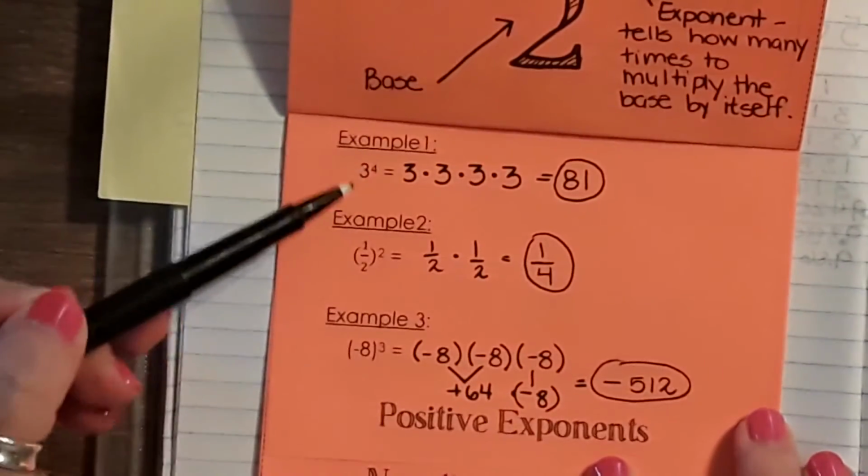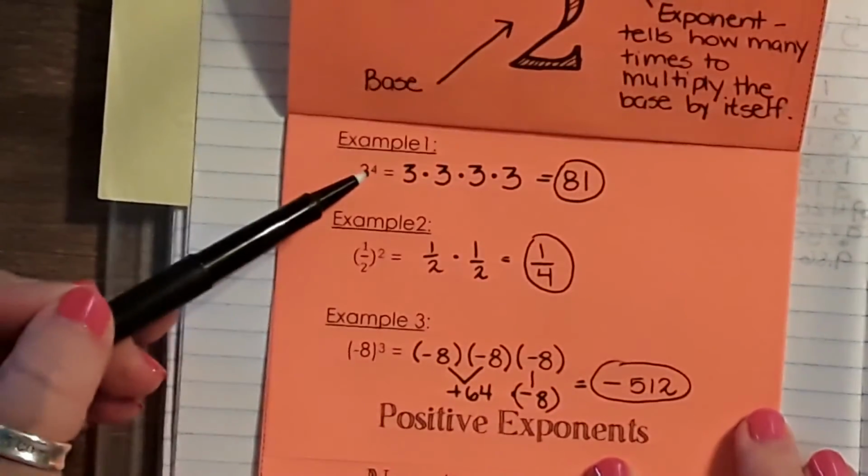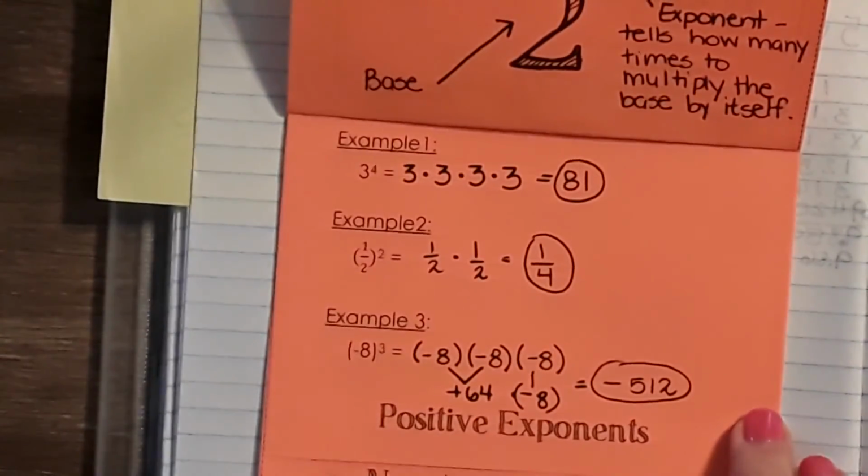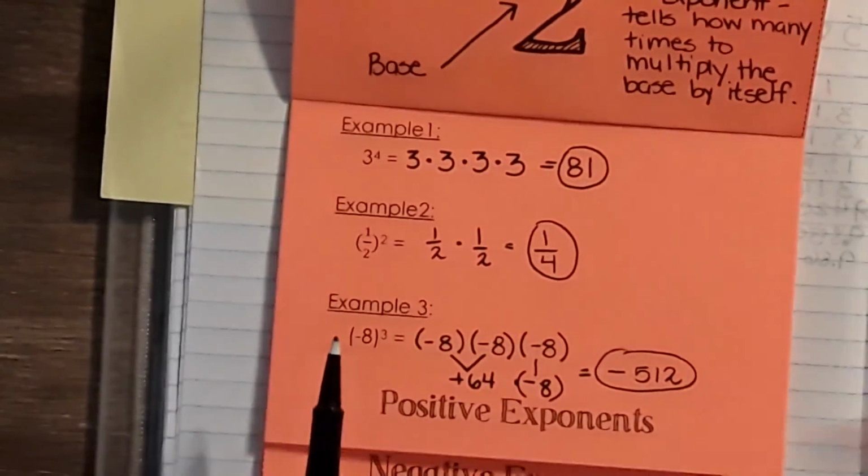All right, this is discussing positive exponents. That means that our exponents, the little baby number up above the base, is all positive. All right, we'll go to the next video and we'll discuss negative exponents.